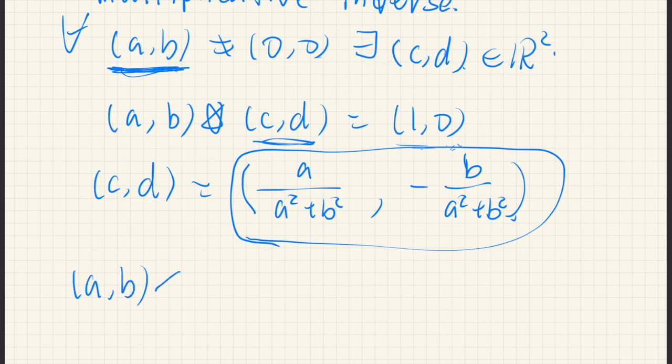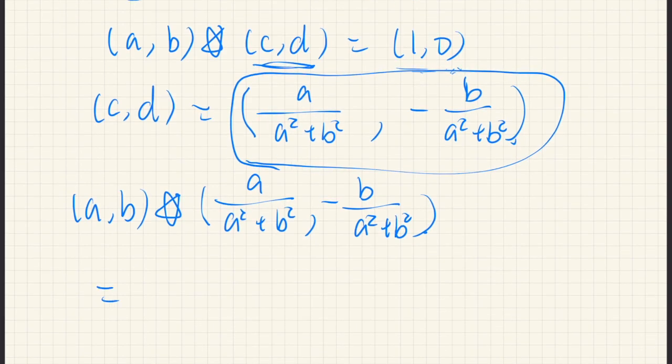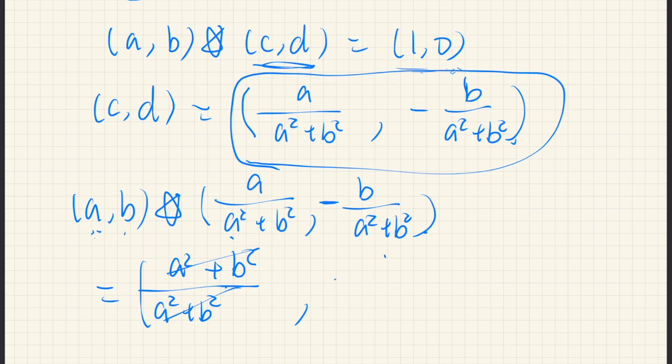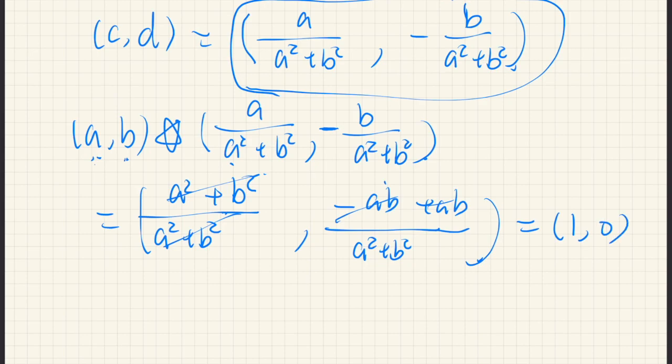So (A,B) times this element. So just apply the definition. A times this is A squared over A squared plus B squared, and minus this. So we have a minus sign here, so that becomes plus B squared. Okay, so they are cancelled and becomes 1. And the second element, A times this one, is negative AB, and B times this one is positive AB. So they are cancelled, so it becomes 0. So the result is (1, 0). Indeed, the result is the multiplicative identity.